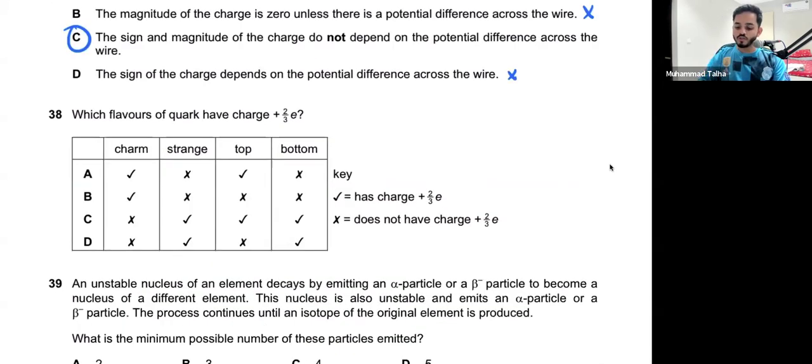Which flavors of quark have charge positive 2 by 3e? Now we're in luck because I always talk about quark flavors like these. So U, C, T. U is not there. C is definitely plus 2 by 3, and top is plus 2 by 3. So that's A.